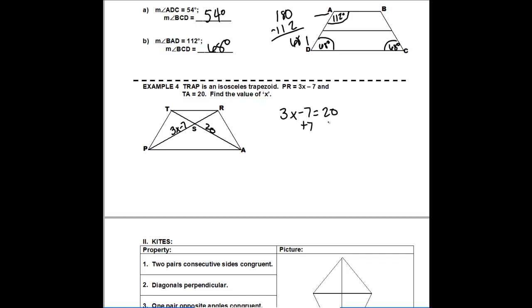Add 7 to both sides. 3x is equal to 27. Divide both sides by 3. And x equals 9.